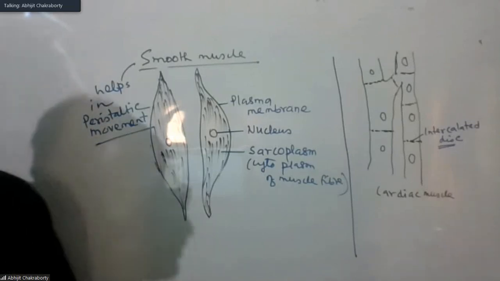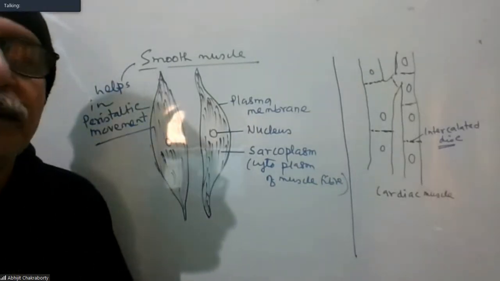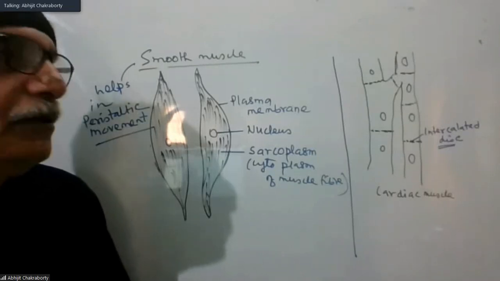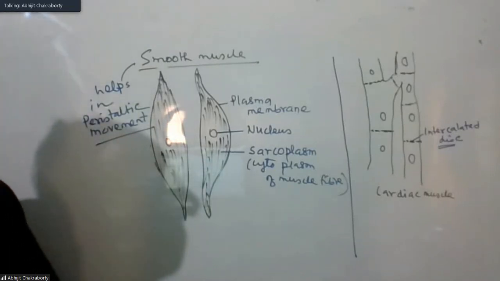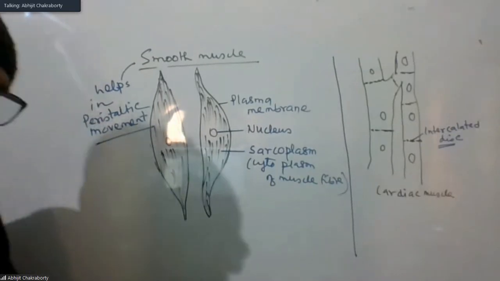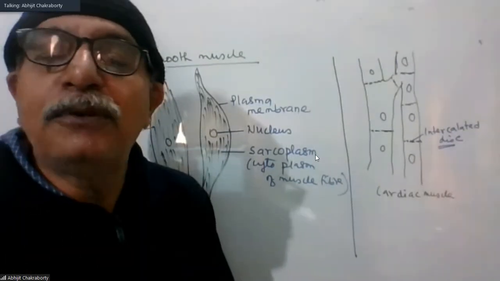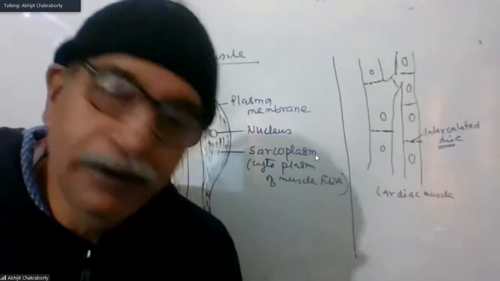So this is all about animal tissue, completed animal tissue now. Just wait a minute, please. Just coming. Next part, I am to start with unit 4.